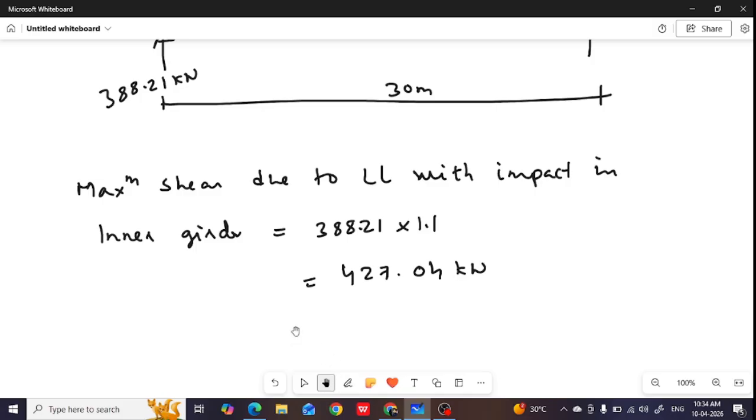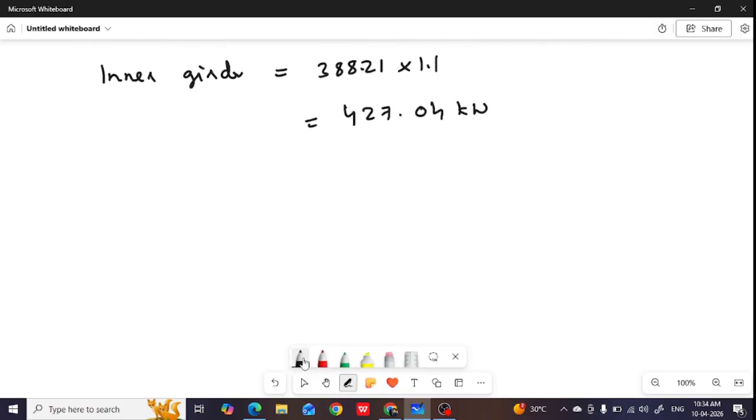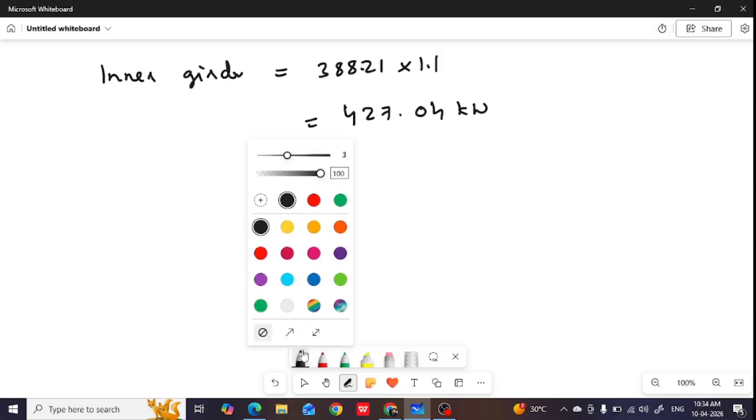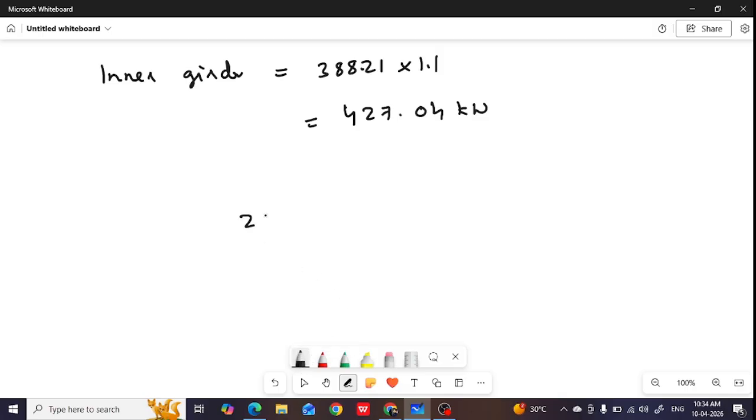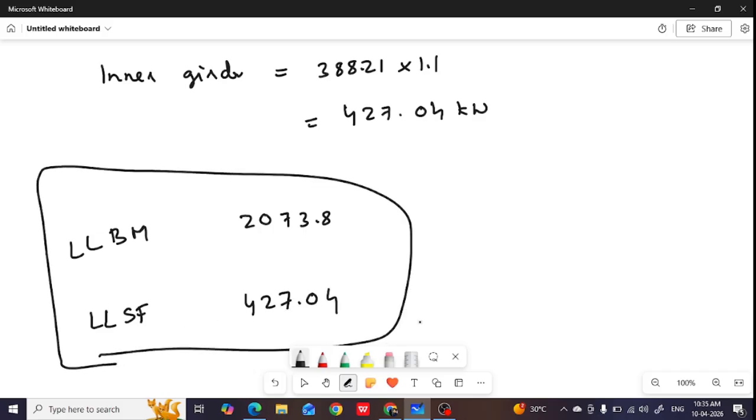So we have calculated two things here. We have calculated live load bending moment, that is 2073.8 kilonewton meter, LLBM, and we have also calculated live load shear force, which is 427.04. Okay, so thank you for watching this video. In the next video, we will see how to find the dead load bending moment and dead load shear force.